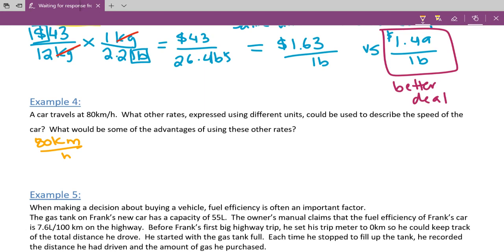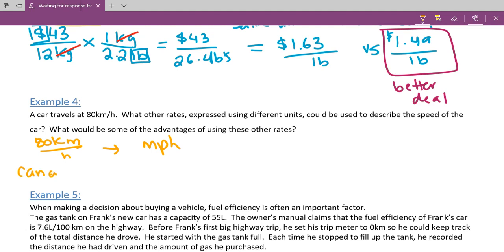Because it's comparing two units that are pretty reasonable for a vehicle, right? Kilometers is a pretty big unit of measurement, but cars travel a pretty far distance. An hour is also a pretty big measurement for time, but at the same time, you're usually driving for at least some portion of an hour. So some other rates, right? Maybe let's talk about it in, like we mentioned earlier, miles per hour.